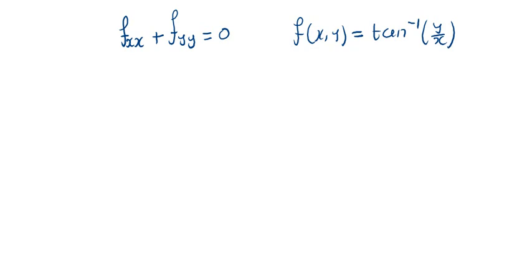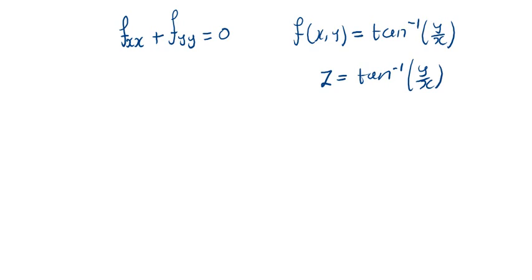Okay. So one of the key things to solving this question is being able to find the derivative of tan inverse of y over x. Here's how we do it. So what I'd want to do is, instead of using f of x,y, let me present this as z equals tan inverse of y over x there.